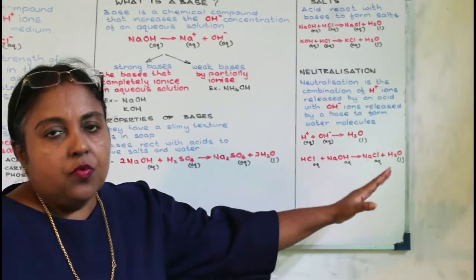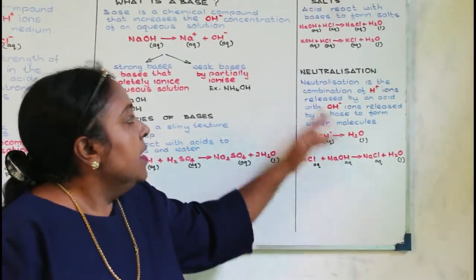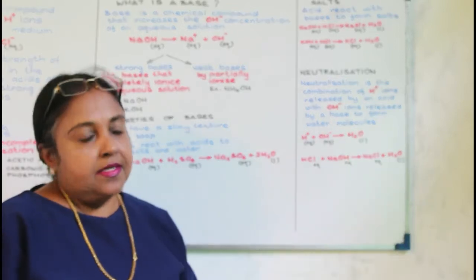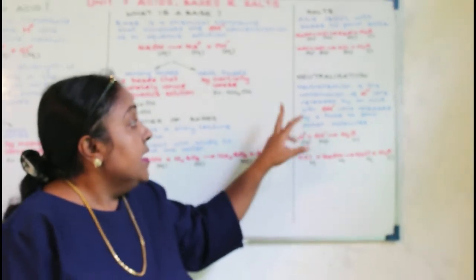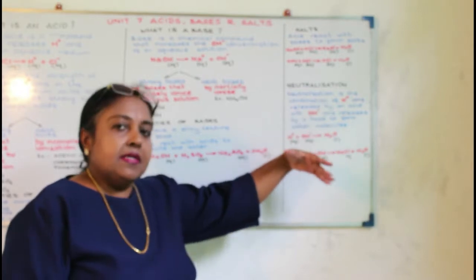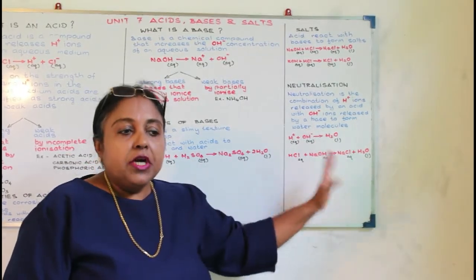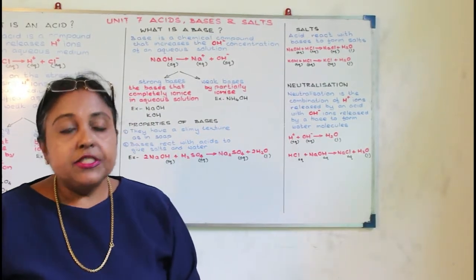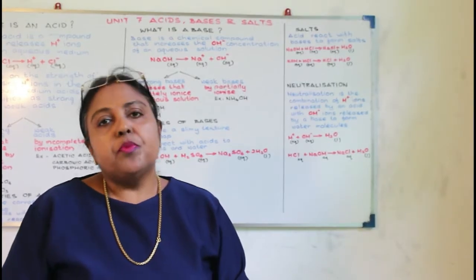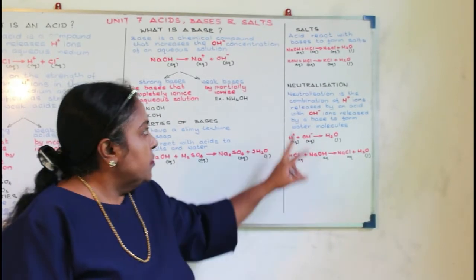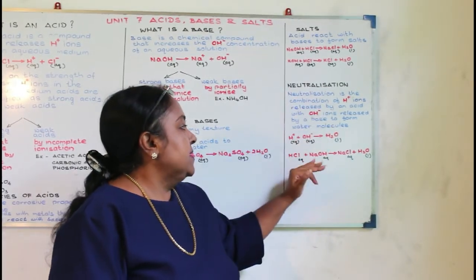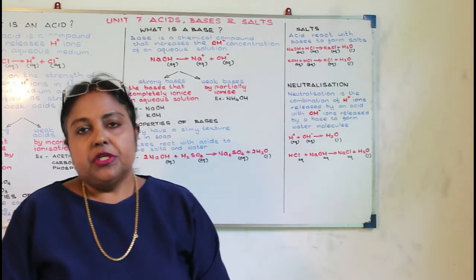The last one, dear students: you have to study what is meant by neutralization. What is meant by neutralization? It is the combination of H+ ions released by acids with OH- ions released by a base to form water molecules. When water molecules are formed, we call it neutralization. Very important equation, right? You have to study neutralization and the equation also.